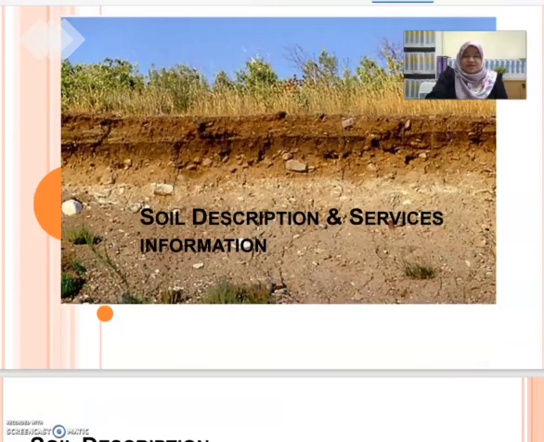So the first one, just like what we have learned last week, we'll be looking at the soil description and services information. Again, let me remind you why we need to have this item as part of your sewerage taking off and bills of quantity: you need to let the contractor know the current situation and condition on the site, so that the contractor who will price your bills of quantity will be ready with the necessary costs and additional works incurred.